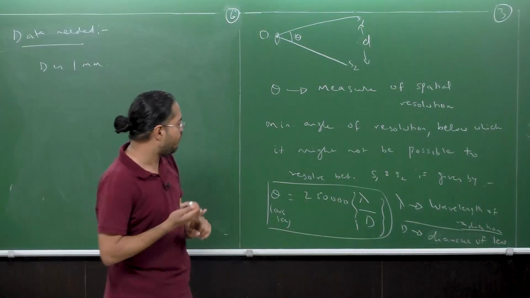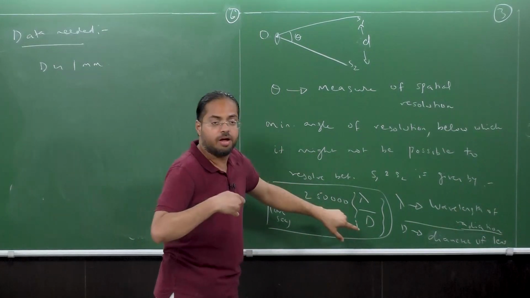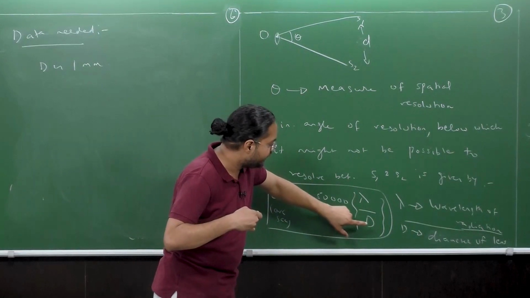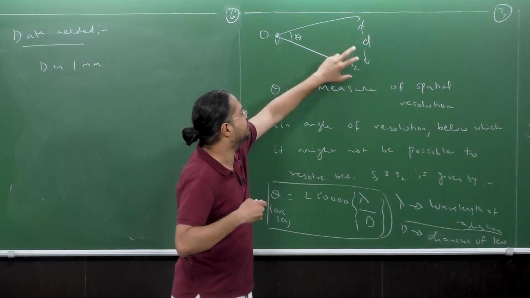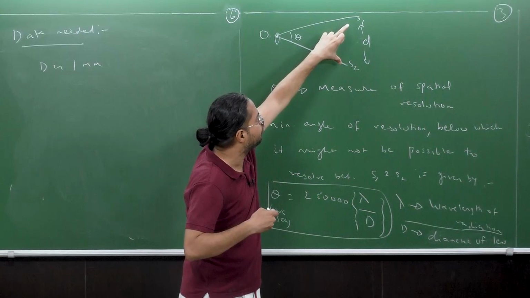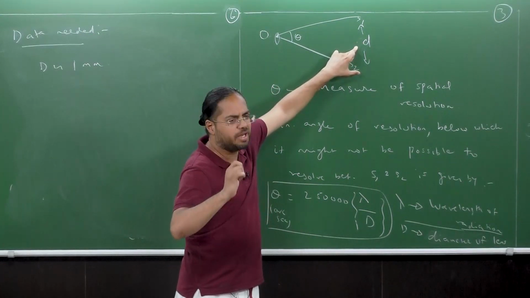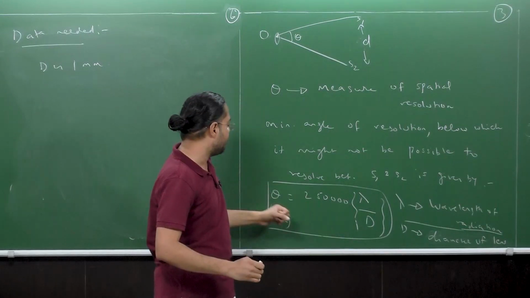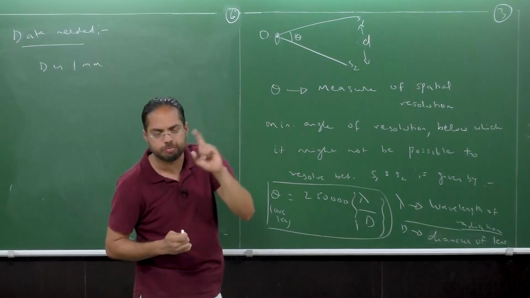The mistake I made was that I assigned the parameter capital D to some other object. Okay, right? That is small d. It is not part of the formula. The distance between the two sources, that is S1 and S2, is small d. That is not part of the formula for the minimum resolution. All right, please note this point.